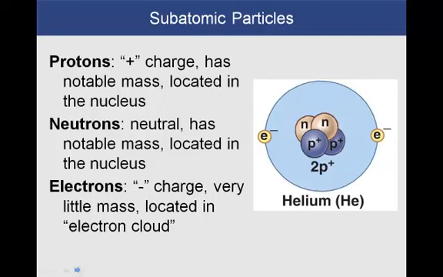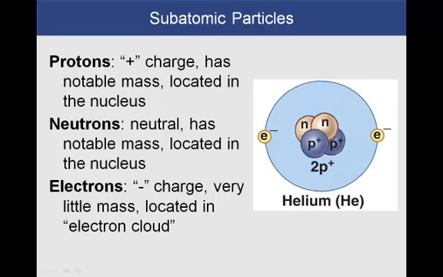The proton is labeled P here in the center of the atom. It has a positive charge, hence the plus sign. It has mass, which means it is more weighty and takes up some space, and it is located in that nucleus or central region. Along with the neutrons, the second type, the neutron has a neutral charge, or no charge. It also has notable mass. It's about the same size as the proton and is also located in the nucleus.